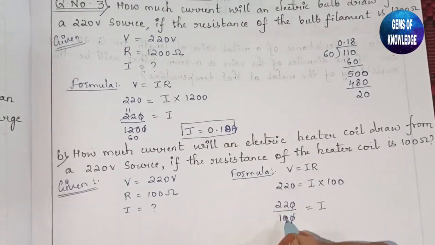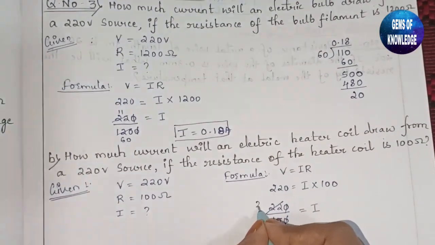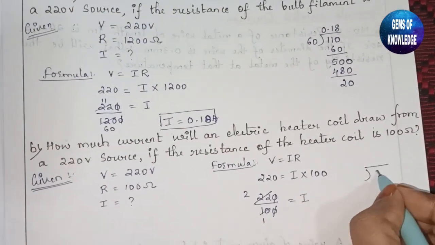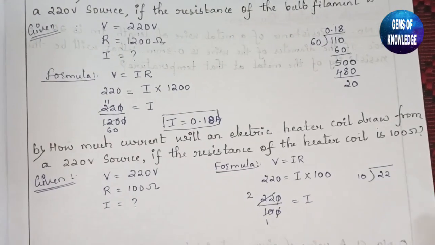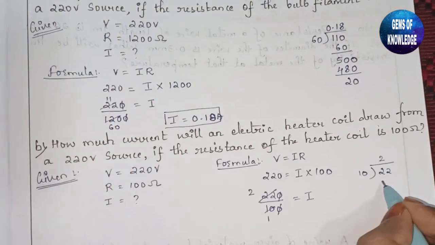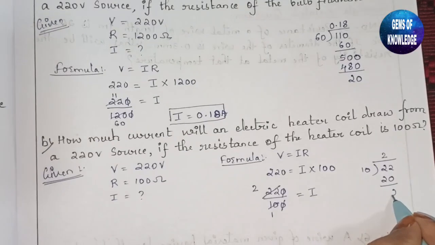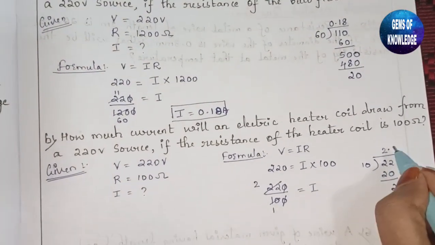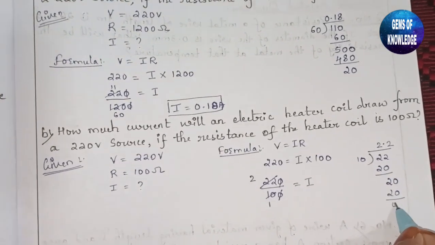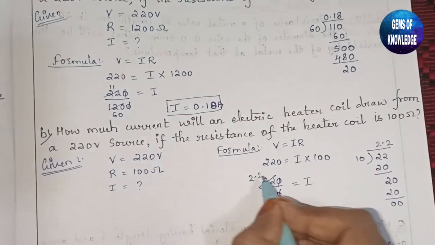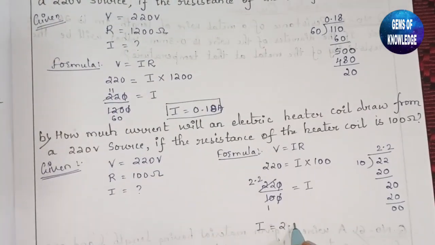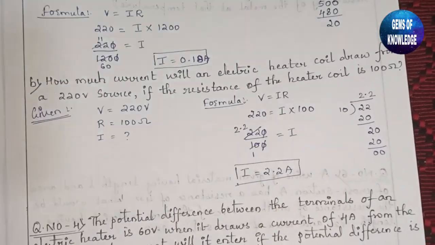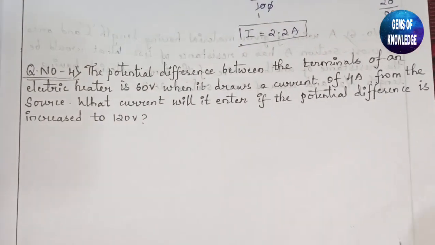0 and 0 got cancelled. 10 ones are 10, 10 twos are 20. 2 is remaining. I'll show this in this manner: 22 was remaining and 10 is remaining. So 10 twos are 20. Again 2 is remaining, so I will put a decimal point here and take one 0. Now 10 twos are 20. So the answer is 2.2, that is, I is equal to 2.2 ampere. Okay, next, question number 4.